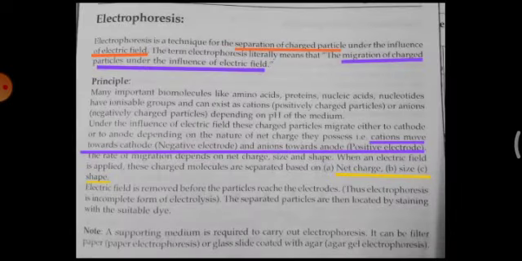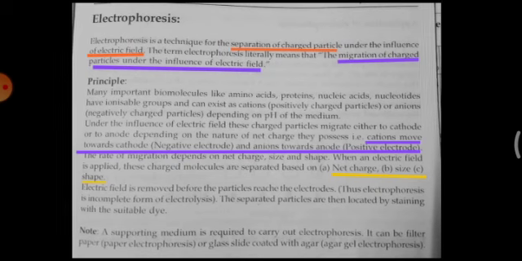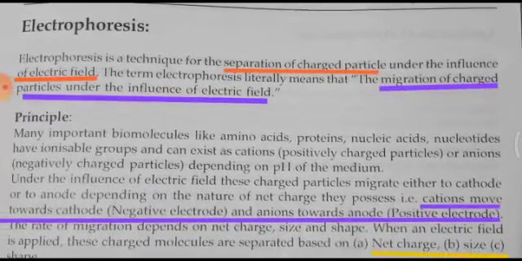Next, we are going to discuss electrophoresis. What is electrophoresis? Why is it used? What is its importance? Let us discuss. Electro means electricity or current. Phoresis means to move in a gel. So electrophoresis means movement of particles in a gel in an electric field.